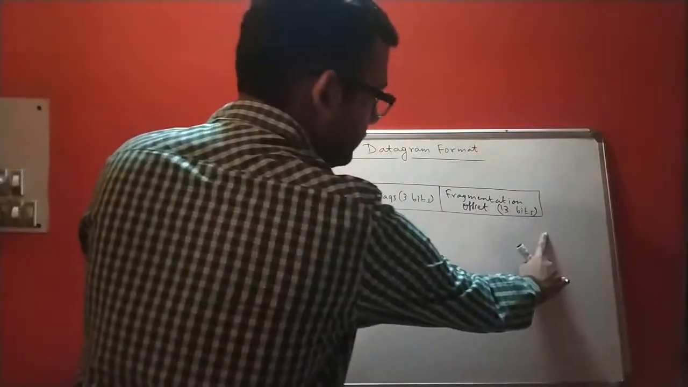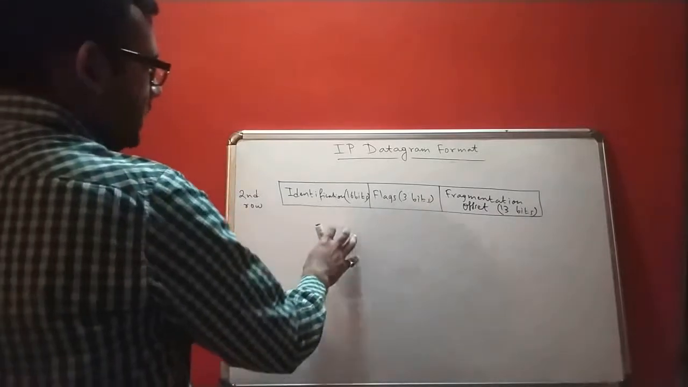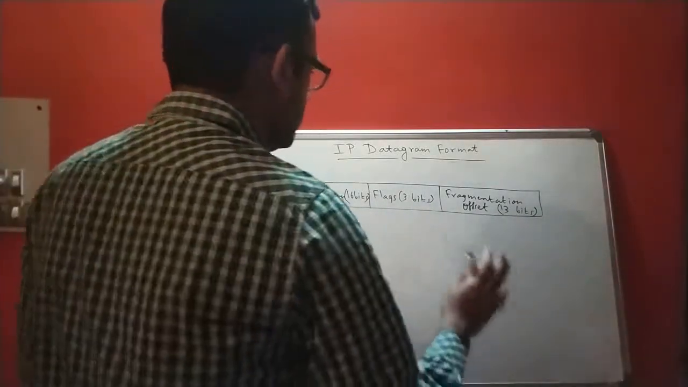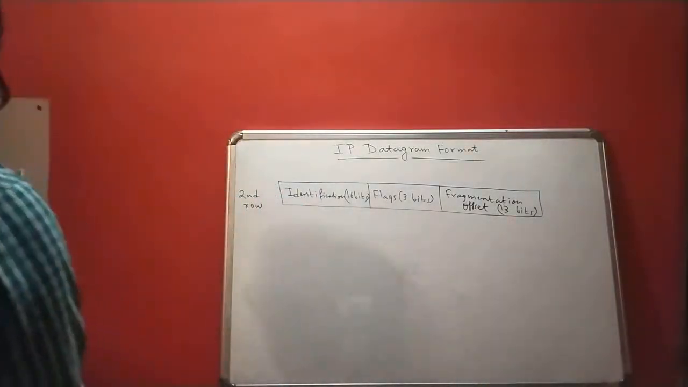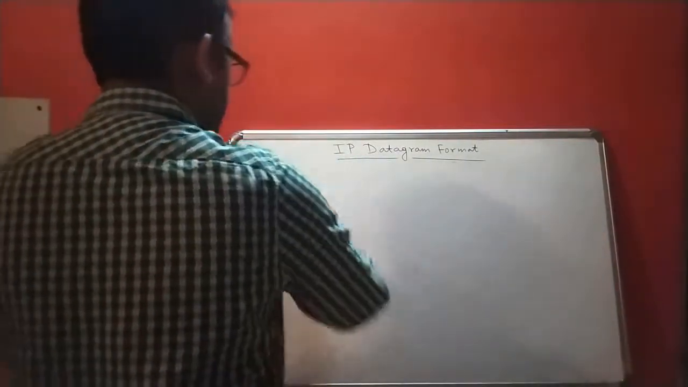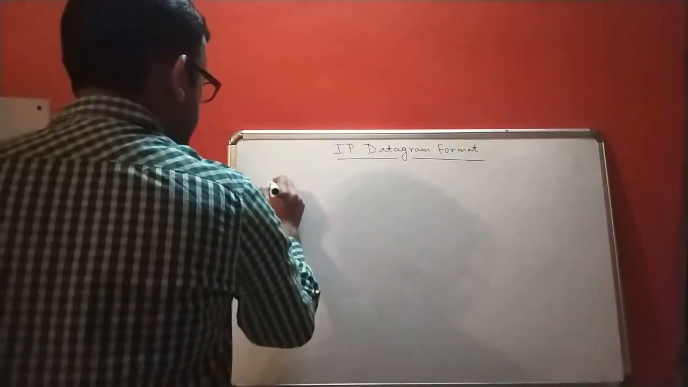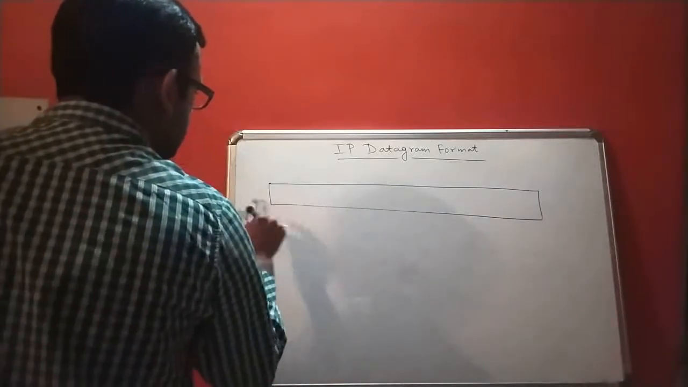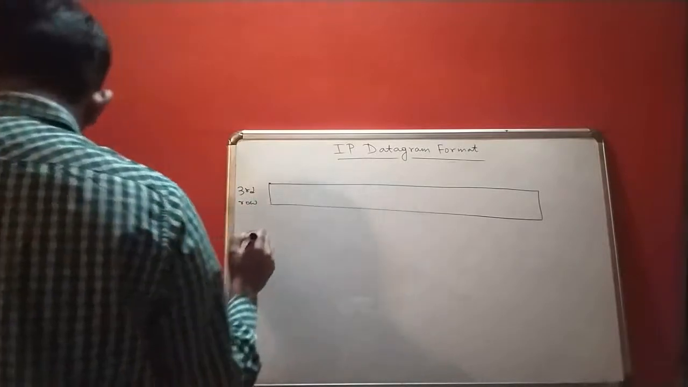Remember, all these three fields, this entire row is used for fragmentation. What is fragmentation and what is segmentation? I'll defer that discussion for another video. Just keep in mind for now that the second row is used completely for fragmentation. Now coming to the third row of the IP datagram field, the third row is very interesting. The fields that are present in the third row are very useful for the transmission process. Let's see what the third row fields are made up of.